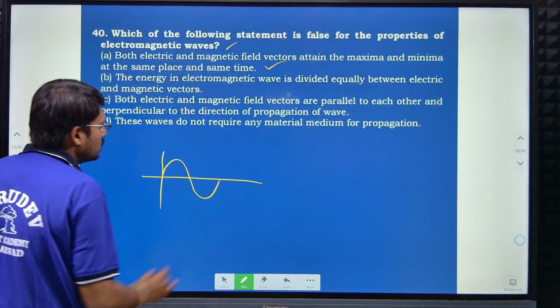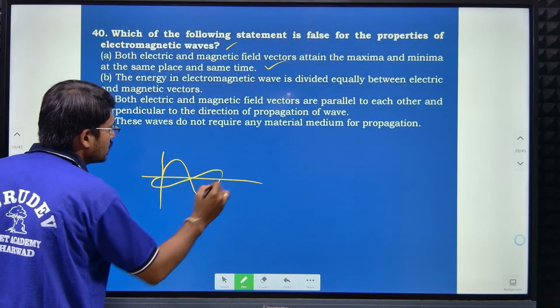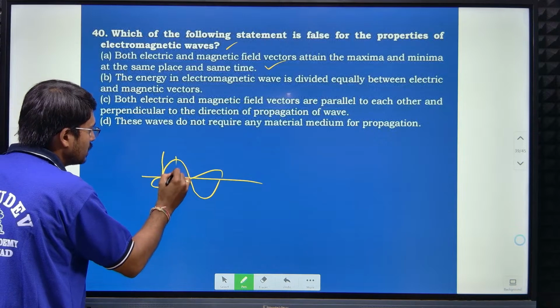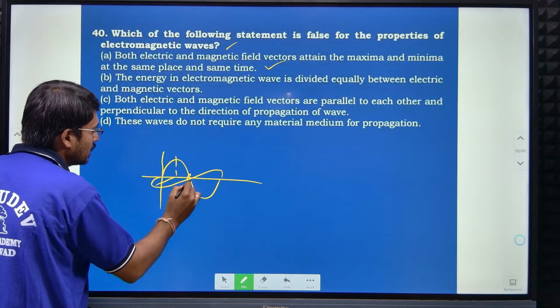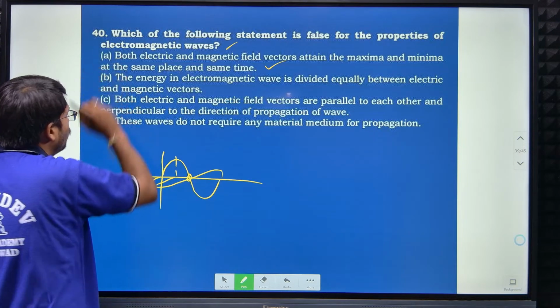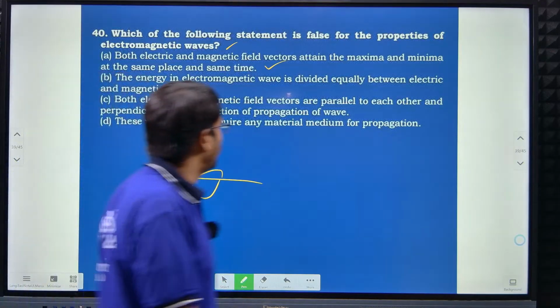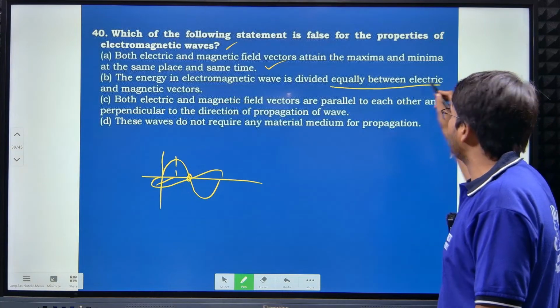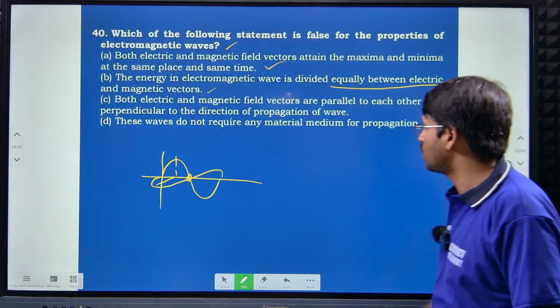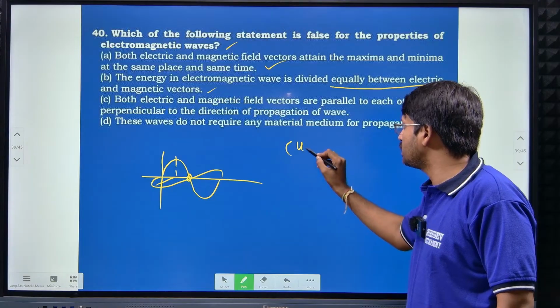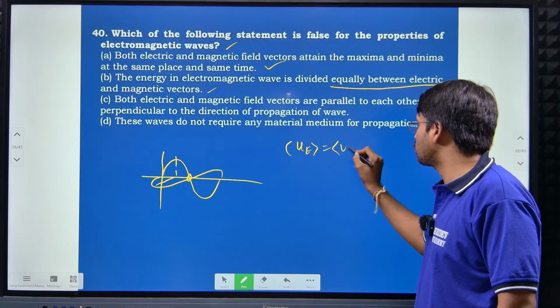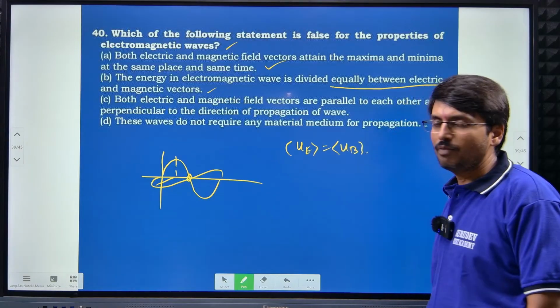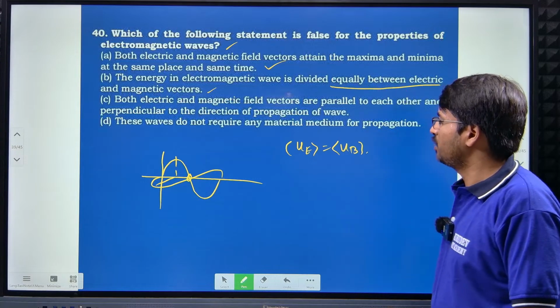If this is the electric wave and we take this as the magnetic wave, at the same instant it becomes maximum, and at the same instant it becomes zero. So the first one is a right statement. And the second one, energy in an electromagnetic wave is divided equally between electric and magnetic vectors. So that is why we write that the average energy density of the electric wave equals the average energy density of the magnetic wave. That is also a correct statement.